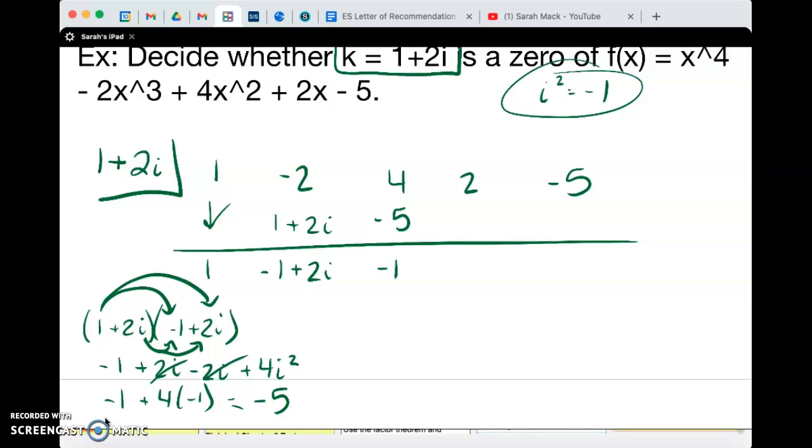Okay? And we have to keep doing the process. So negative 1 times 1 plus 2i, negative 1 minus 2i. Yeah? Okay, and then we're adding vertically, combining like terms. I get 1 minus 2i. And then, oh nuts, we have it again, so we have to rewrite it. 1 plus 2i times 1 minus 2i. And distribute.